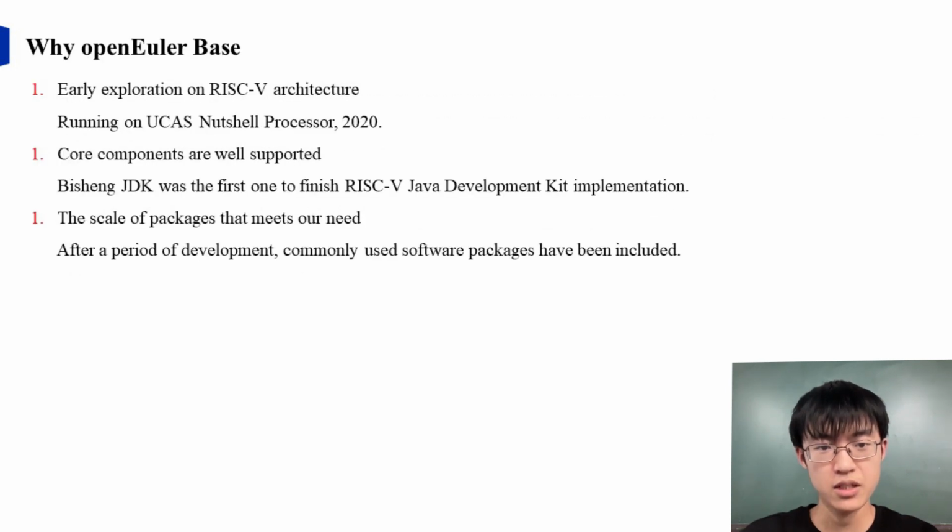Why openEuler as the base? There are some reasons. First is the early exploration on the RISC-V architecture. For example, it could run on the UCAS Nuclei shell processor in 2020. Second is that core components are well supported. Bisheng JDK was the first to finish a RISC-V Java Development Kit implementation. Third, the scale of packages meets our needs after a period of development. Commonly used software packages have been included.